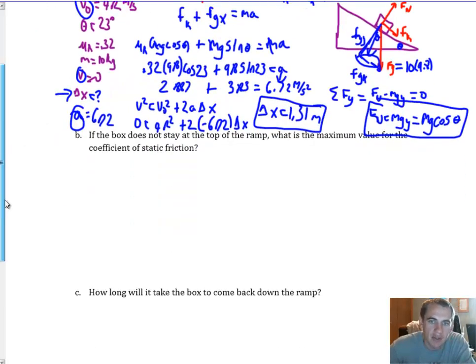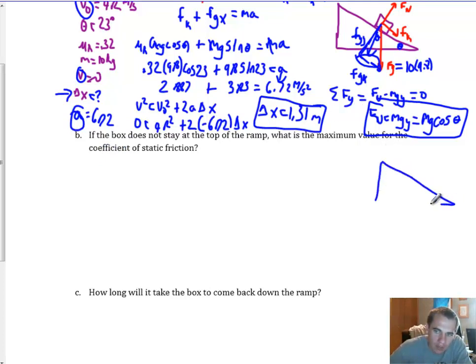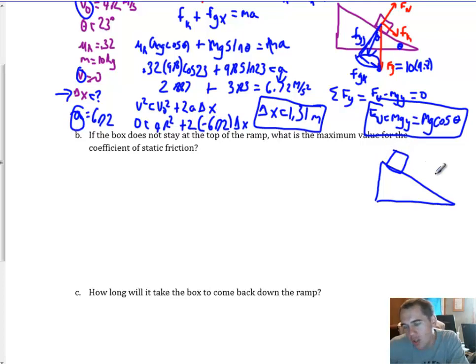Okay. It says if the box does not stay at the top of the ramp, what is the maximum value for the coefficient of static friction? Okay. So again, we're dealing with this inclined box. Now it's up here at the very top. It moved its 1.31 meters up, and it's going to slide back down the ramp. Now it actually stopped for a brief instant in time right up here when it's no longer moving up the incline, but it hasn't started to move back down the incline. And that means there's actually static friction right there.